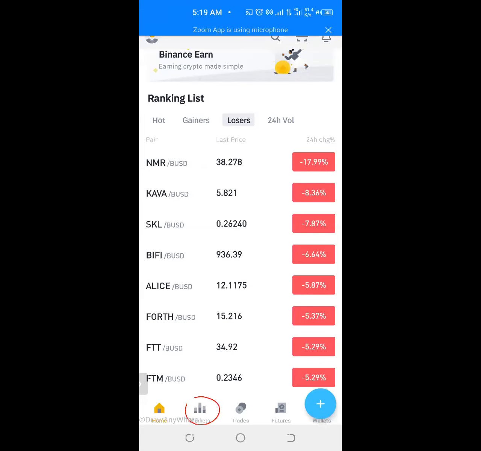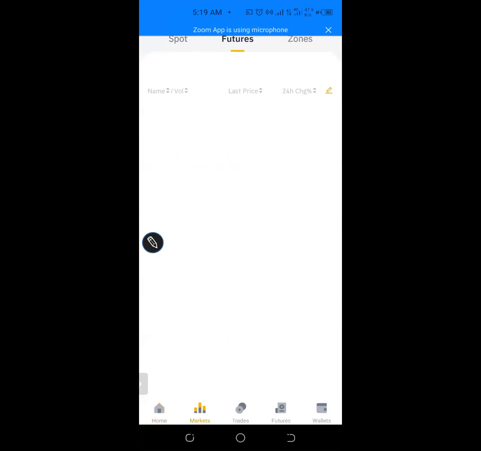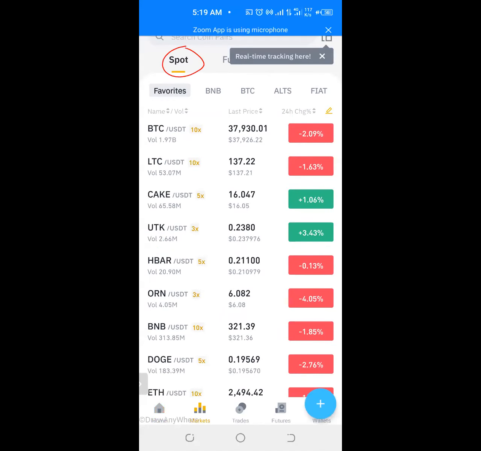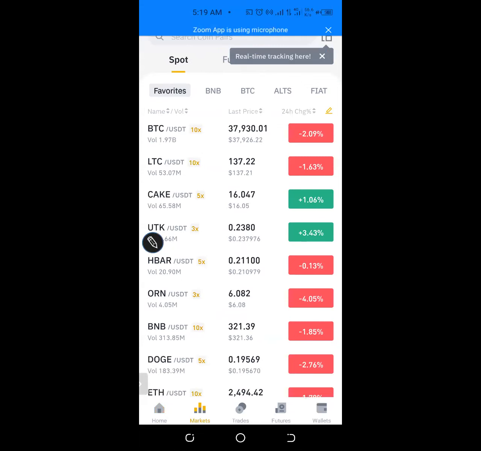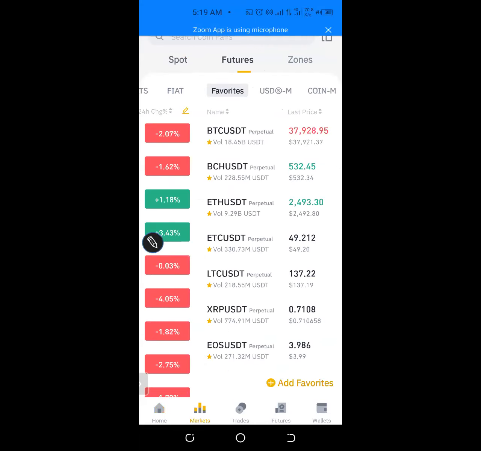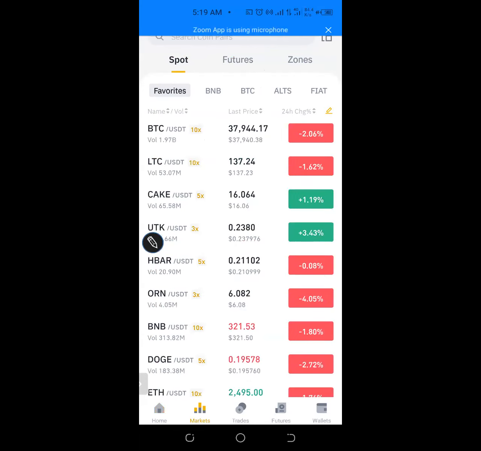So the second icon here takes us to the market. And here on the market, you can easily spot the spot market and the future market. We can easily spot these two markets, which is the spot and the future market. So the same pair traded in spot is the same pair traded in future. But just that in the future market, you can increase your potential of earning.